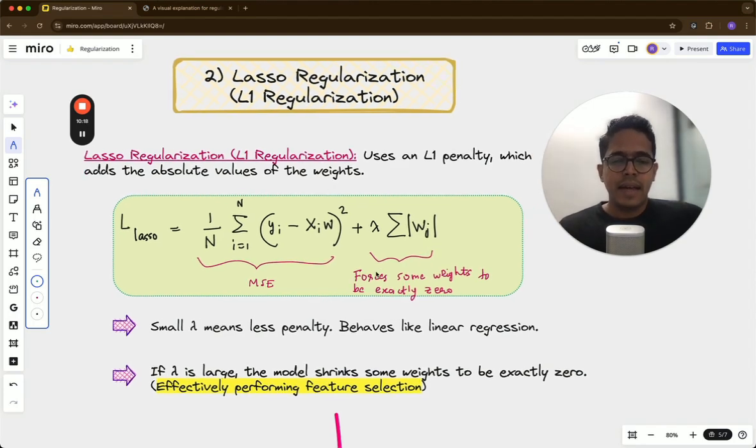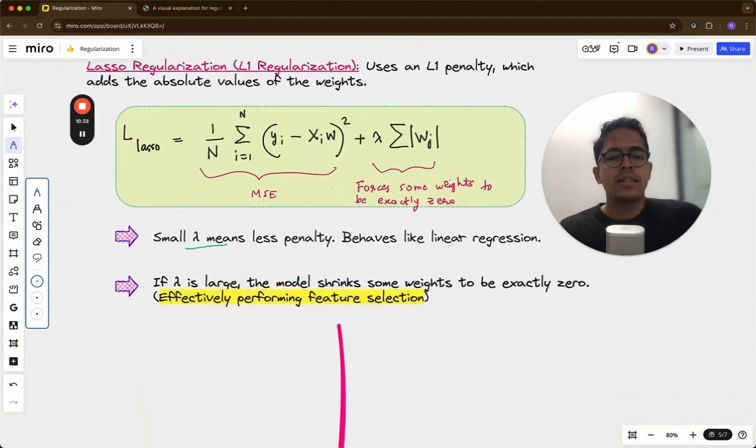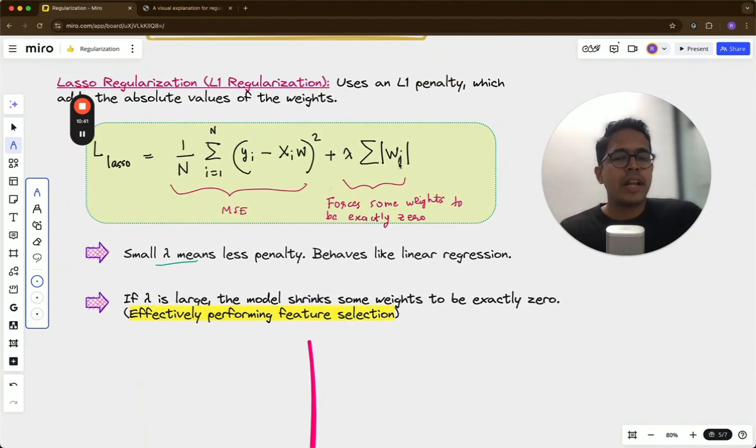Here again, if the value of lambda is very small or even zero, lasso regression behaves basically like linear regression. If the value of lambda is large, then the model shrinks the weight values, just like ridge regression does, to zero, and some of the weights will be shrunk exactly to zero. So what does this mean? Some of the weights being shrunk exactly to zero.